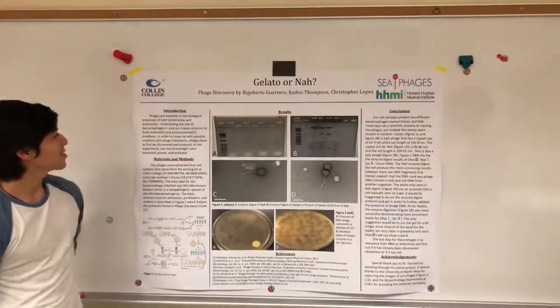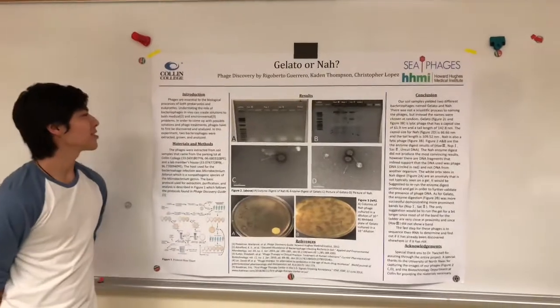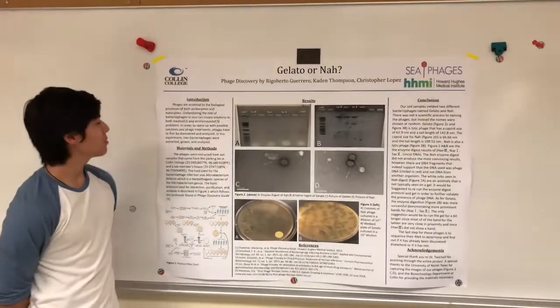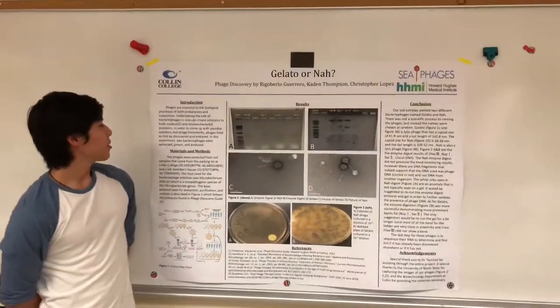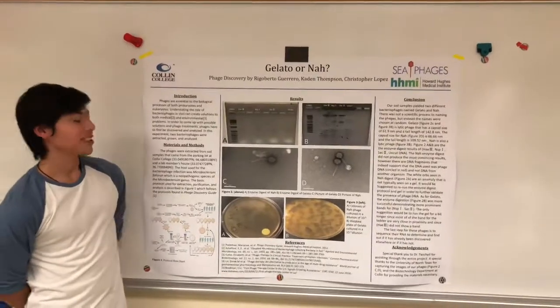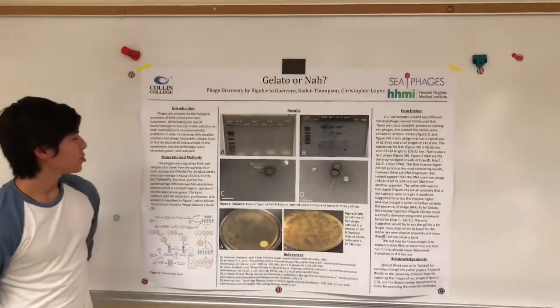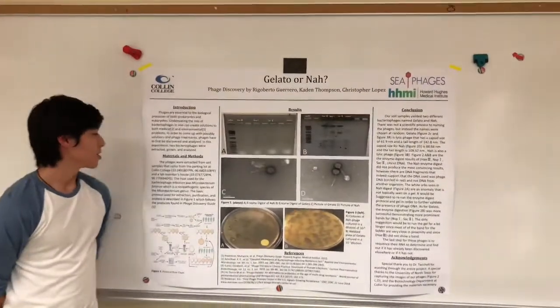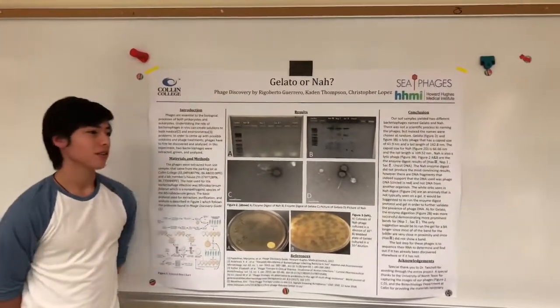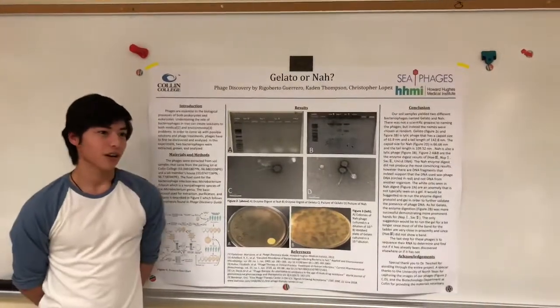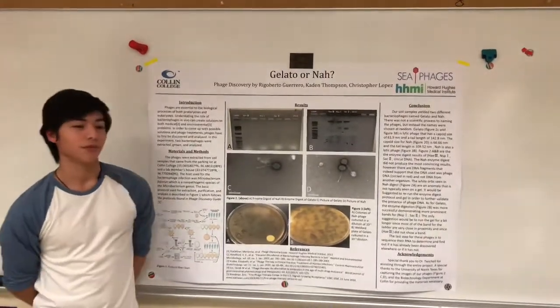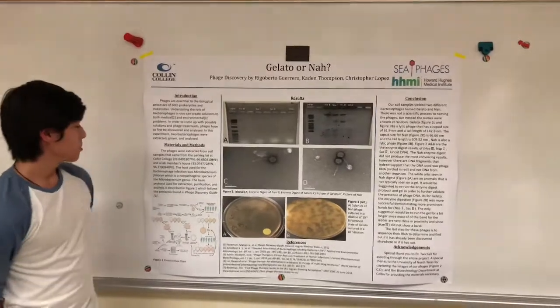Introduction. Phages are essential to the biological processes of both eukaryotes and prokaryotes. In order to come up with possible solutions in phage treatments, phages have to first be discovered and analyzed. In this experiment, 2 bacteriophages were extracted, grown, and analyzed. One came from Collin College parking lot, one came from a lab member's house.